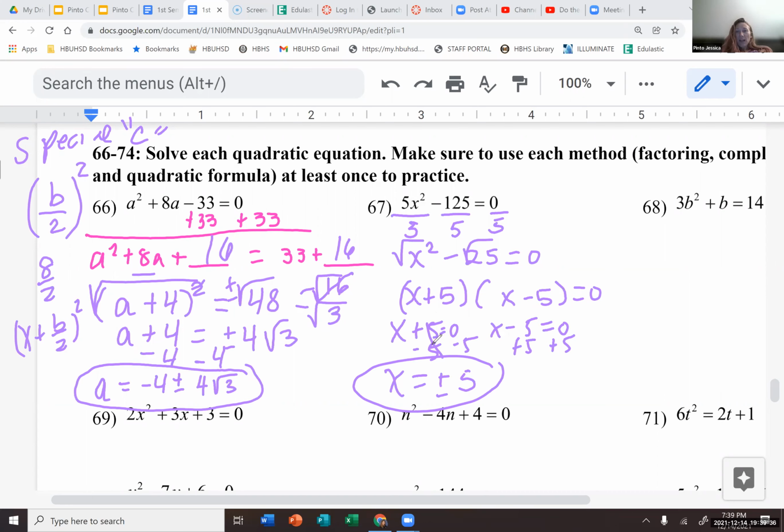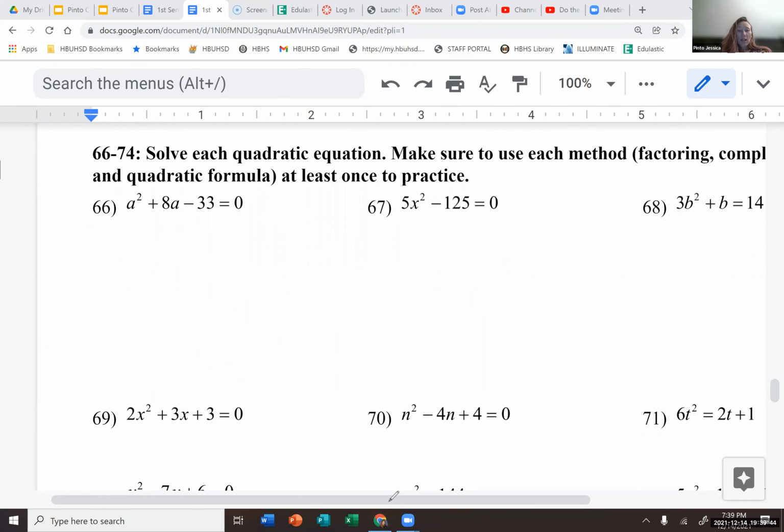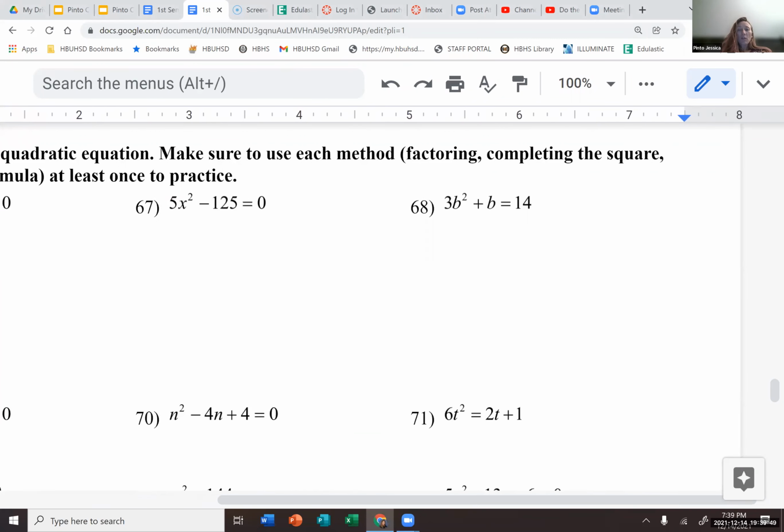So I'm looking over here at 68 and I see that 66 and 67 were equal to 0, but 68 is not equal to 0. And I know that that's step 1 to solving these types of equations. So the first thing that I need to do here is subtract 14. So I've got 3b squared plus b minus 14 is equal to 0. And I'm going to go ahead and use the quadratic formula here. A is equal to 3, b is equal to 1, and c is equal to negative 14.